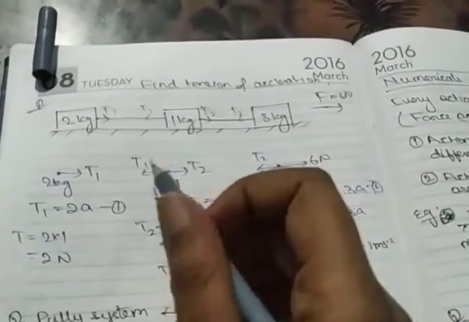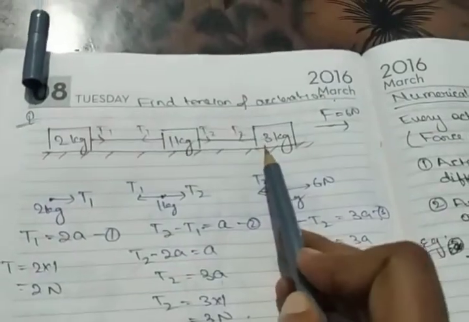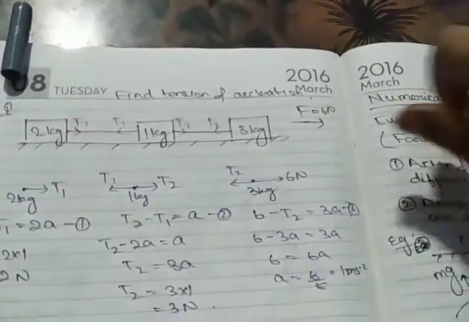So the same type of question: here a 2 kg mass, here a 1 kg mass, and here a 3 kg mass. A force of 60 Newton is pulling it.